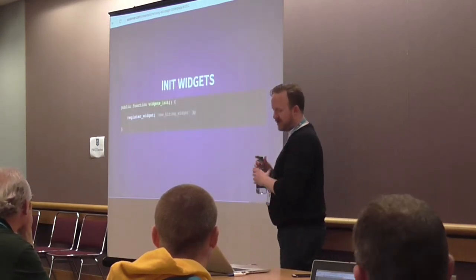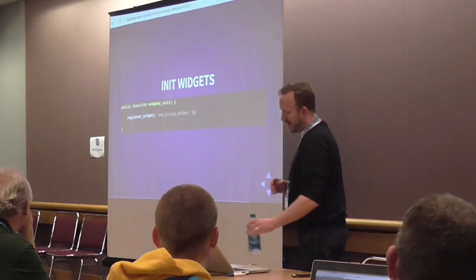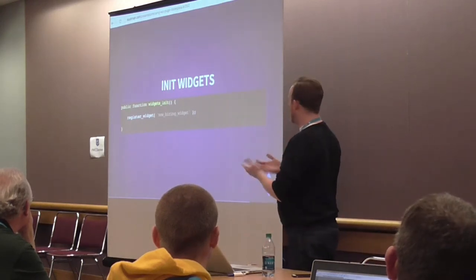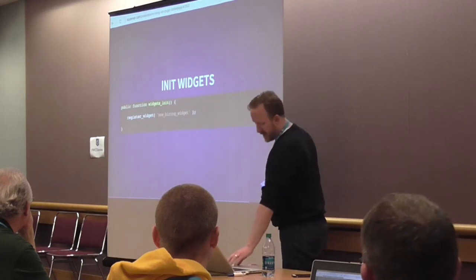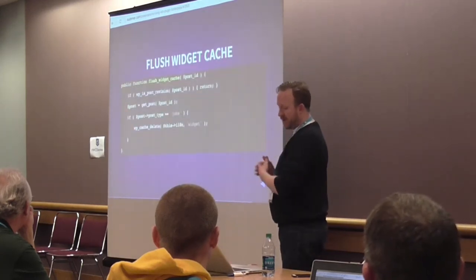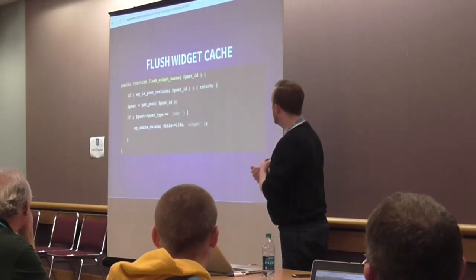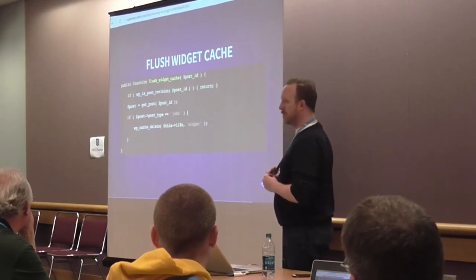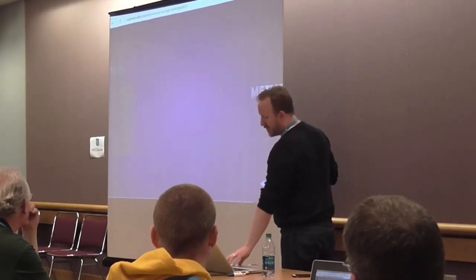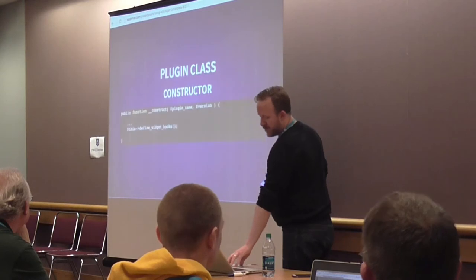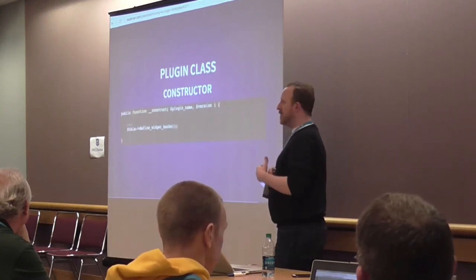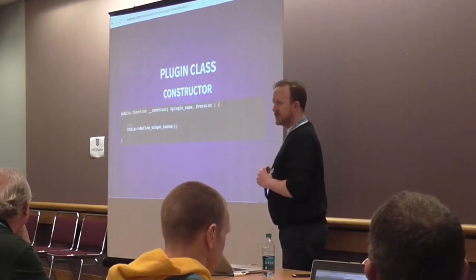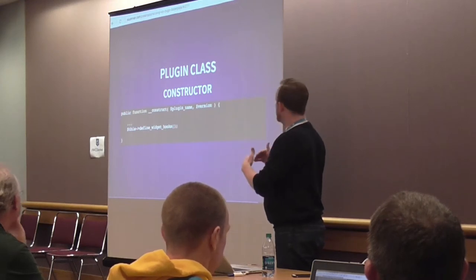You're also going to have a method within your plugin class called initWidgets, where you're just telling WordPress, hey, I have a widget. And then we're going to use a thing called flush widget cache. And again, we're checking it against our jobs custom post type there. So method one, we're going to keep everything within the plugin class itself. So we're in the includes folder, we're using the plugin class.